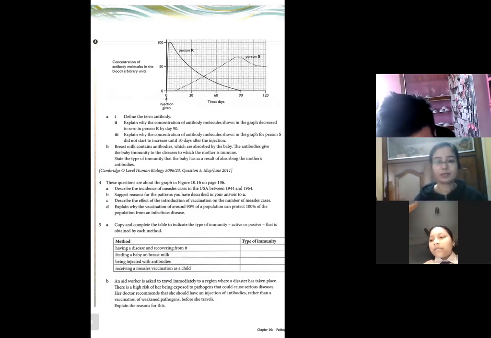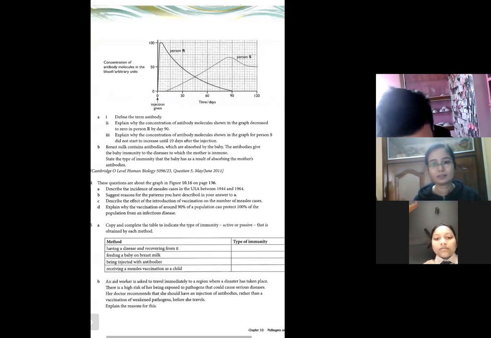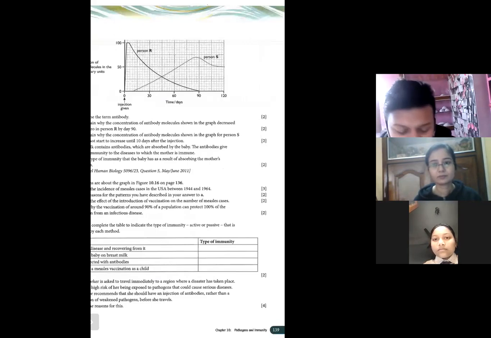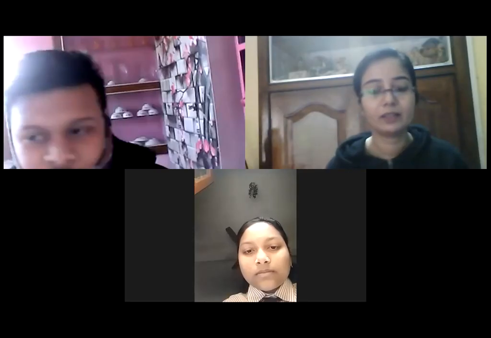So here you will write passive immunity, because babies are taking antibodies from their mother. Antibody from a mother is given in the breast milk, because the newborn baby cannot make their own antibodies. This is why they are getting the antibody directly from their mother through the milk. So this is why this type of immunity will be called passive immunity.